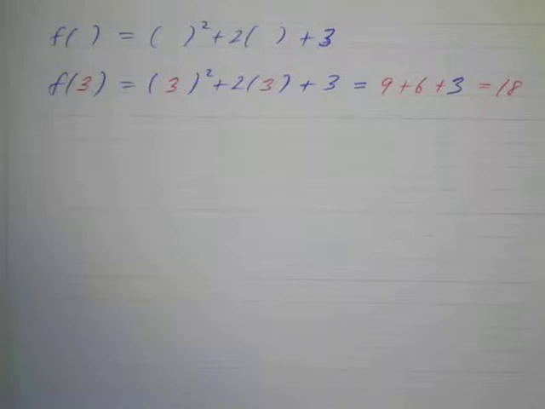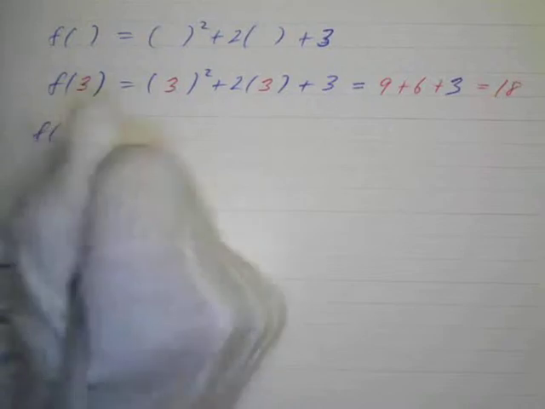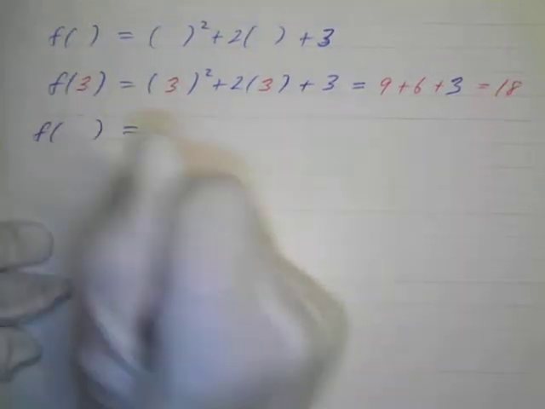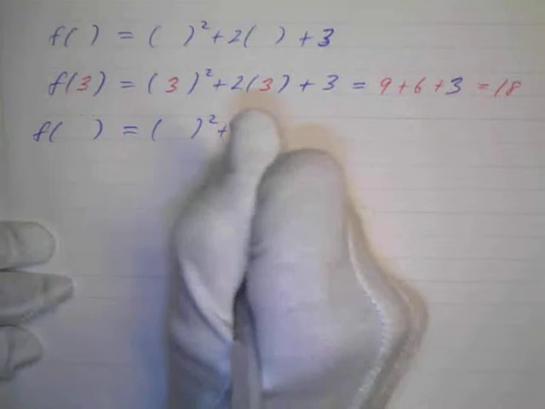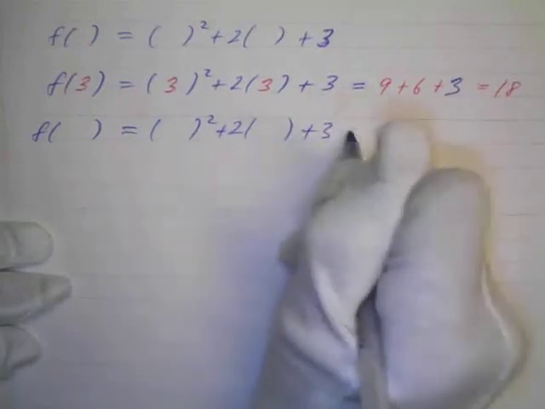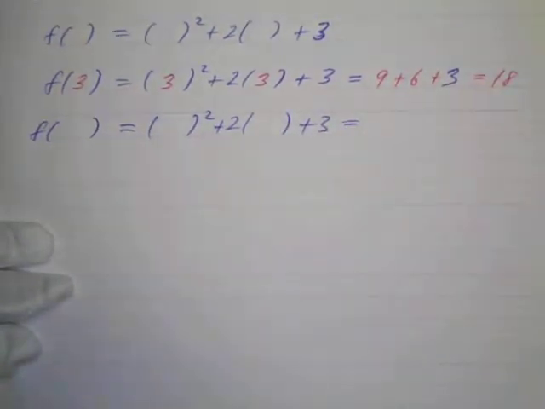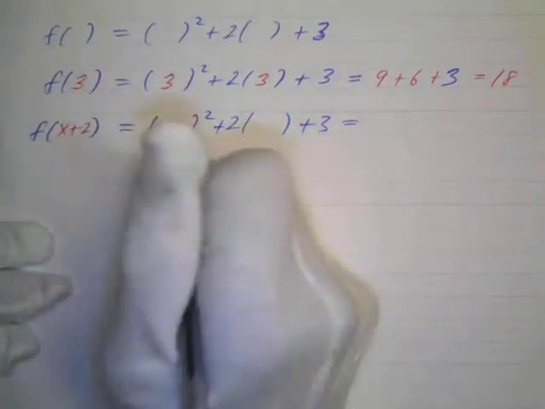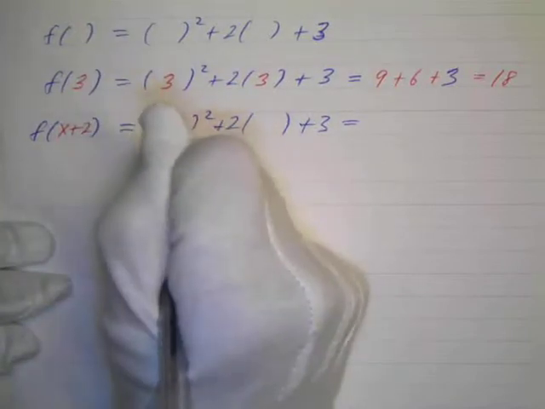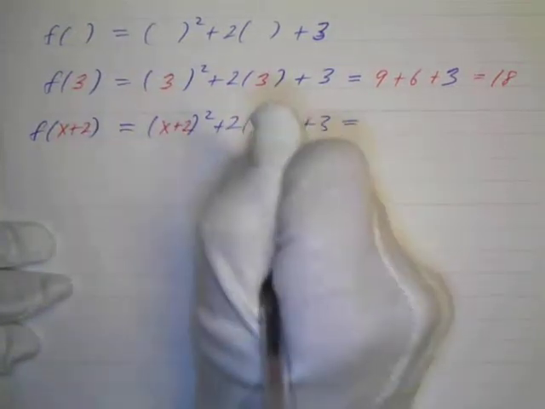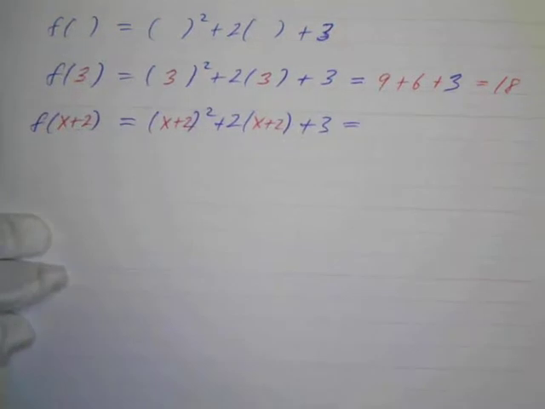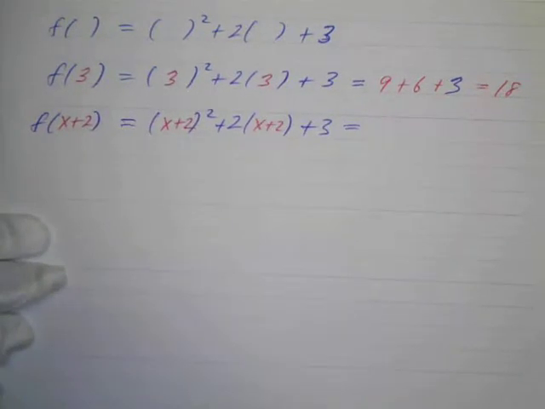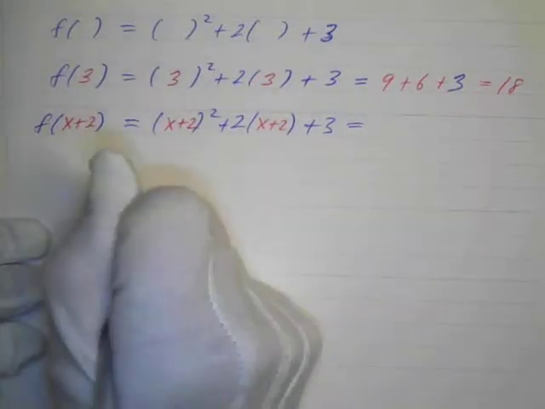Okay, now we could put anything in here, and we would do the same thing. So let's say instead of 3, we're going to put another function. We know f of something equals that something squared plus 2 times the something plus 3. So let's say I put x plus 2 there. Well, we do the same thing. Every time you see an x up here, we put an x plus 2. Now we'd have to simplify that out, and work out all the operations because we have x plus 2 rather than just a 3.